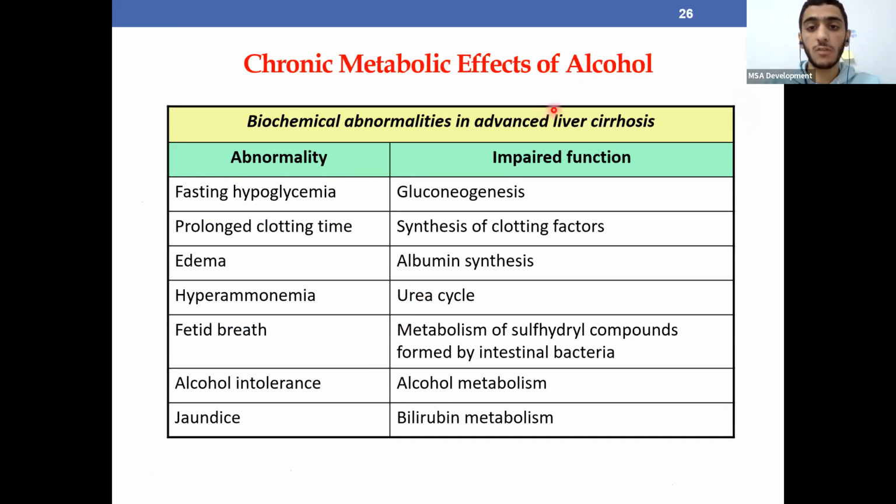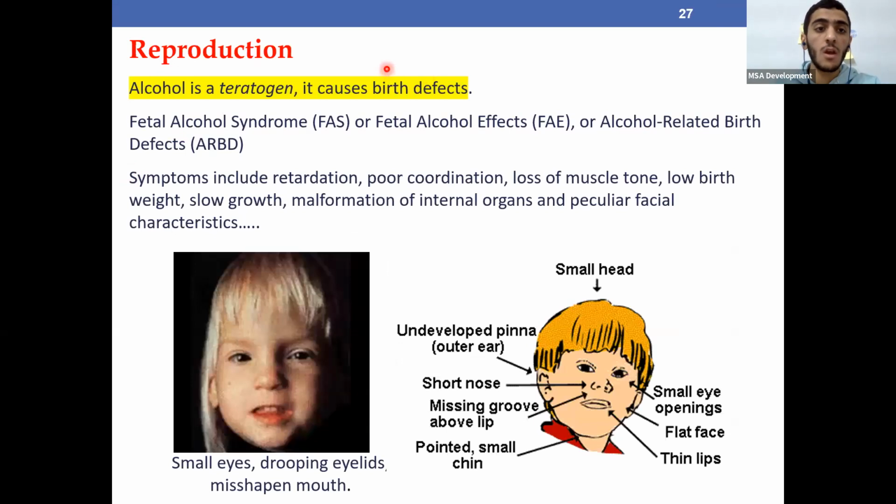Chronic metabolic effects of alcohol. Again, just focus on the previous slides of the metabolism pathways, the slide that we talked about, how alcohol contributes to different effects in the body. But as you can see, it's hypoglycemia and a lot of other stuff. But just focus on the previous ones.